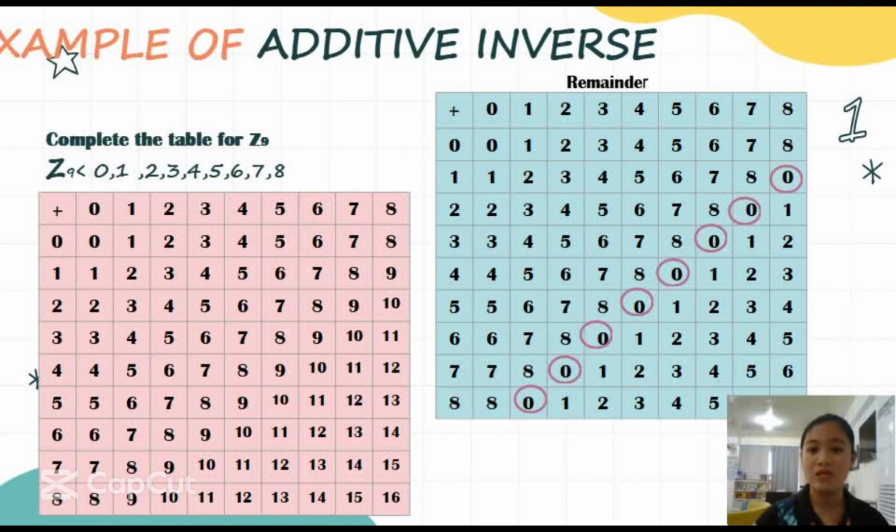So same here, 2 plus 7 is equal to 9. Then 9 mod 9 is equal to 0. So same here lang, until we reach the end, where 8 plus 1 is equal to 0, because 9 mod 9 is equal to 0.